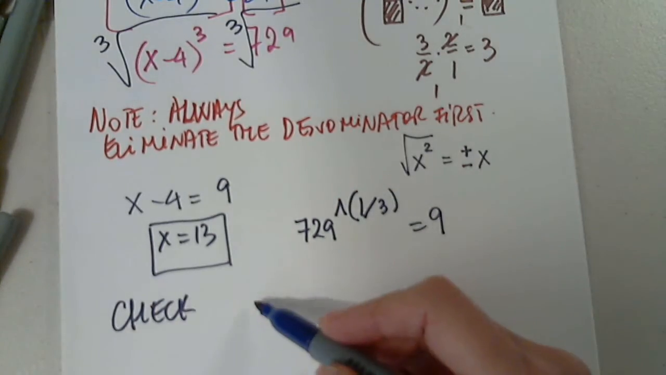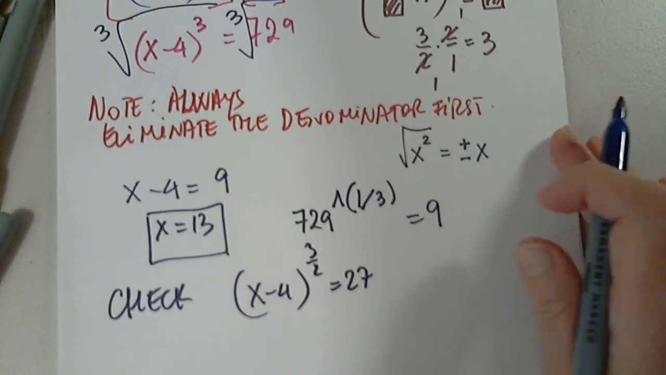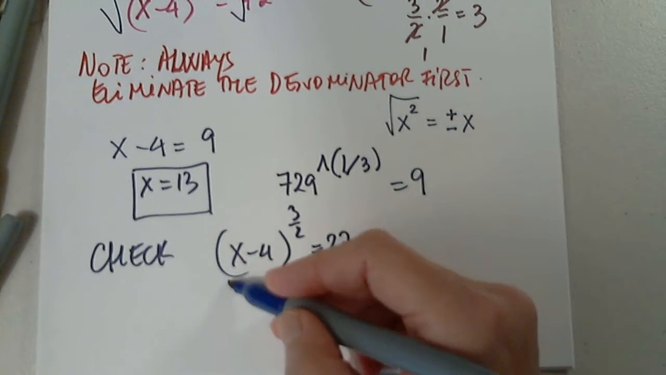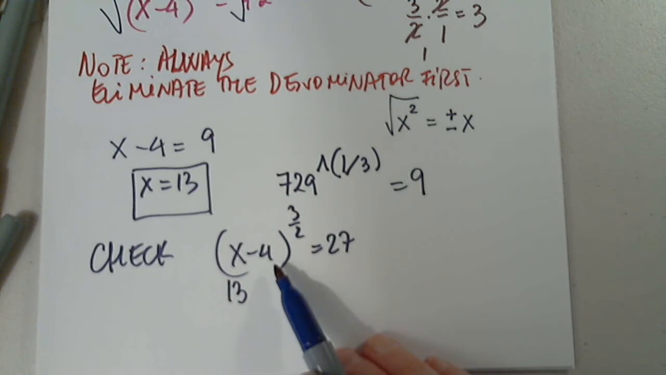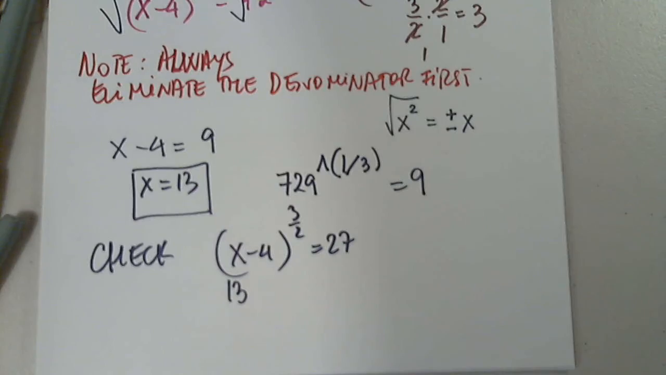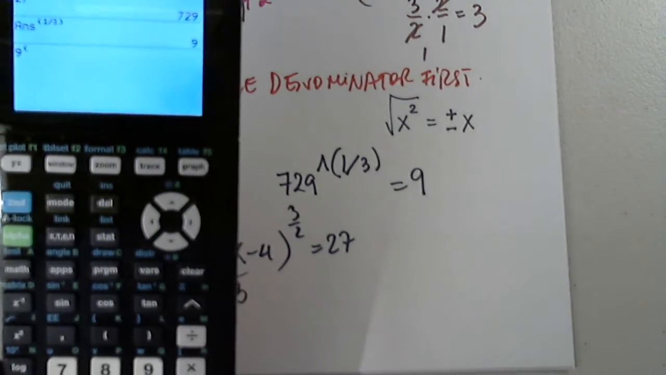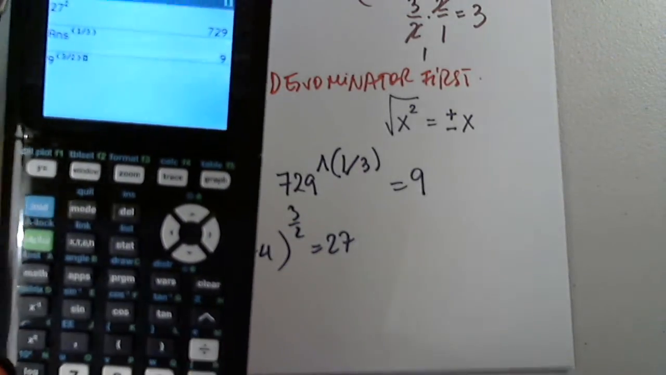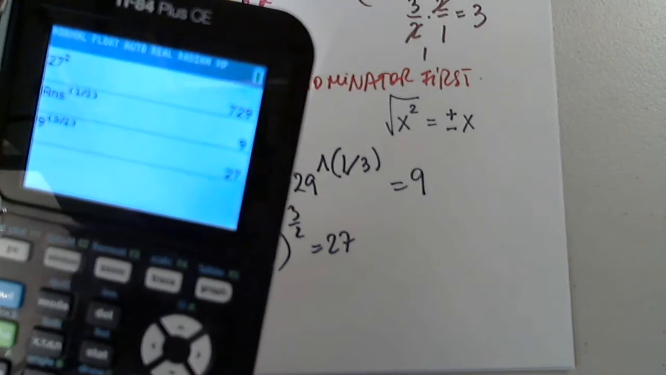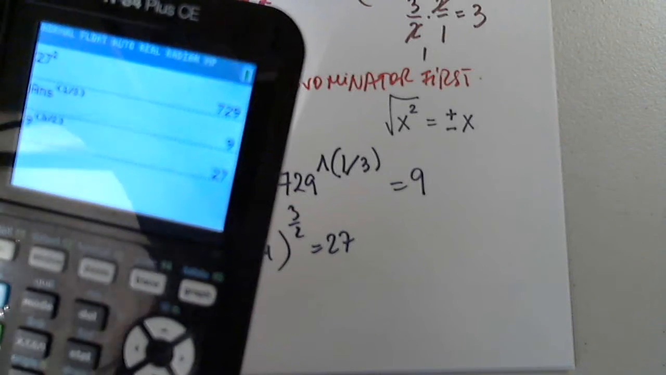So back to the original problem, which was (x minus 4) raised to 3/2 equals 27. When I plug in 13, 13 minus 4 is 9. And now I have to raise 9 to 3/2. So 9 caret, I always put parentheses, that's me, 3/2. When I hit enter, I have to get 27. If I don't get 27, I have to start from scratch. It means that I made an error, something was wrong.